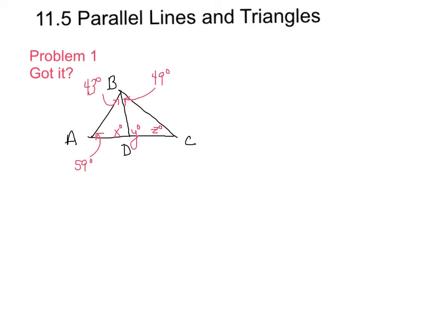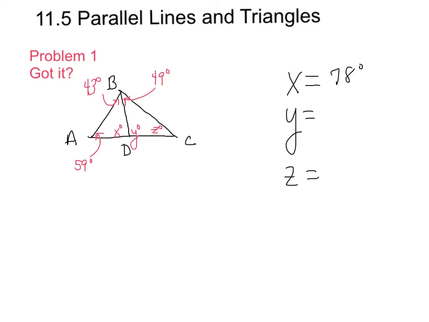So on problem 1 of the Got It, we're going to use the triangle angle sum theorem. In this diagram, I want you to find the values of x, y, and z. So once again, we're going to use what we know about the triangle angle sum theorem, which is that all three angles of a triangle add up to 180 degrees. So let's start with x. We know x is the third angle of triangle ABD, so we would add 59 plus 43 and get 102 and subtract that from 180, and that will give us 78 degrees.